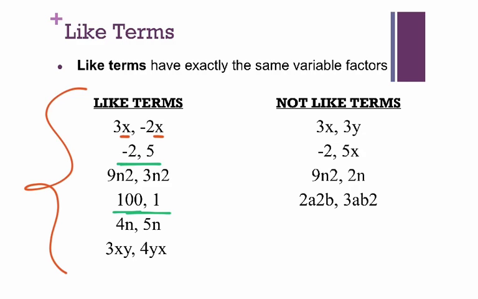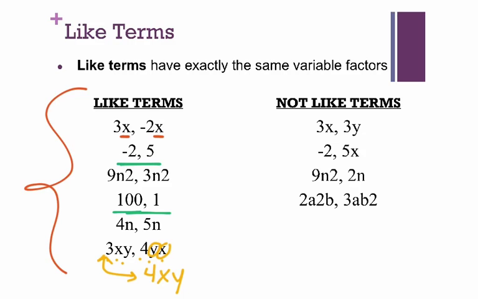Now I want to look at this last one. That's a little bit different, right? We have 3xy. Whoa! Then we have 4yx. But really, we still have the x and we still have the y, and they're being multiplied together. So I could rewrite that as 4xy. Now we can see we have the same variables, x, y, and then we have those coefficients out front.